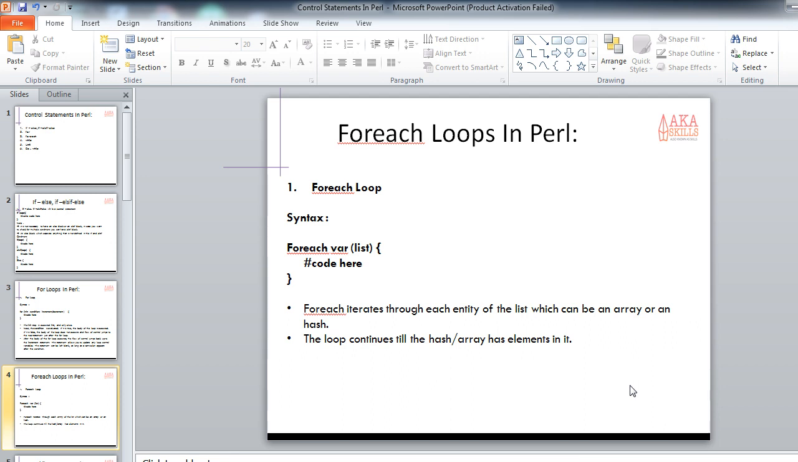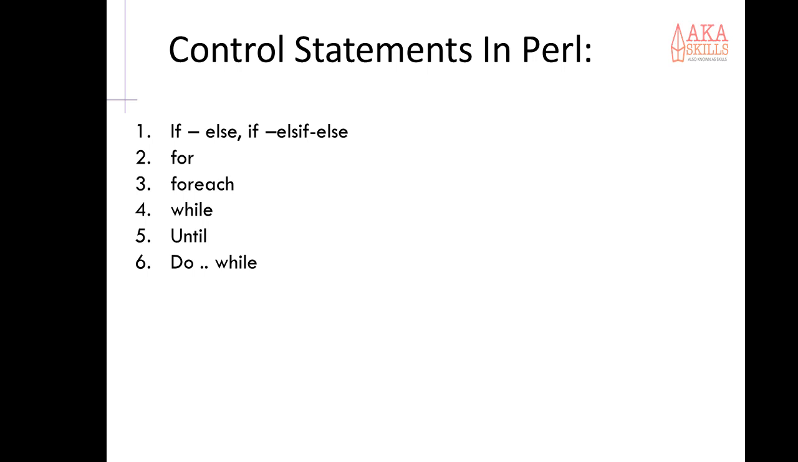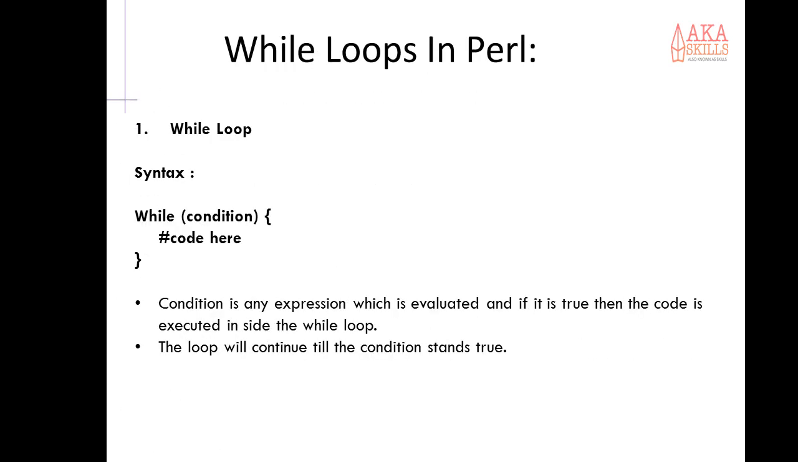Today we are going to see the next three loops that are available in Perl, that is while, until and do while. We've already covered the first three loops in our previous lecture. So while loop is basically a loop which evaluates a particular condition, and till the time this condition is true, the code that is there inside these curly braces will keep on getting executed.